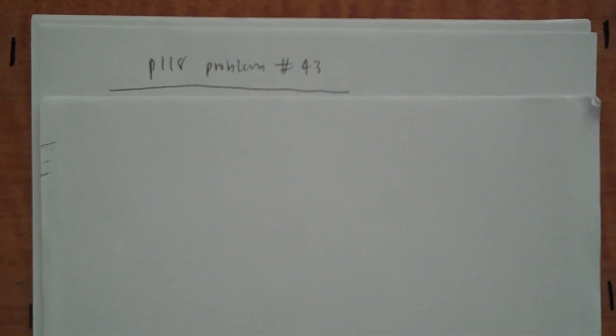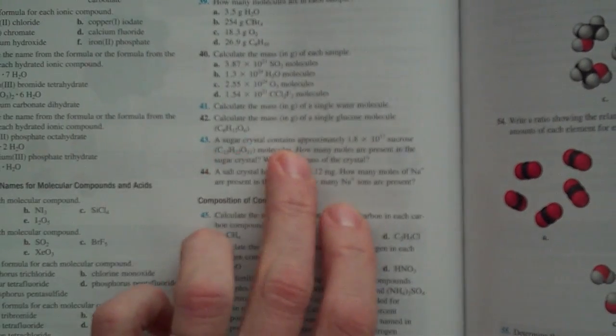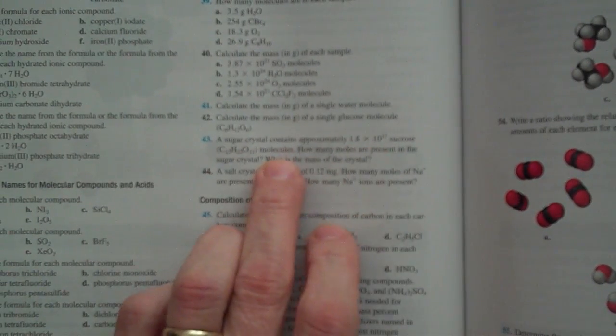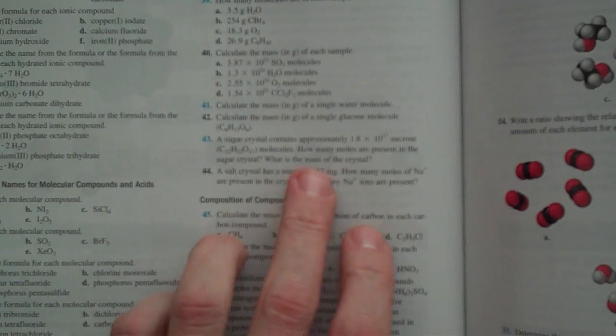Alright, so I got a request for a video for problem 43 on page 118. It is here. Number 43: a sugar crystal contains so many molecules. How many moles are present and what is the mass?